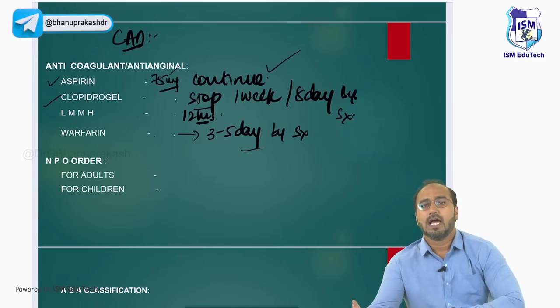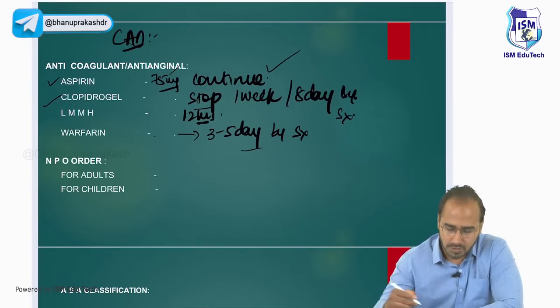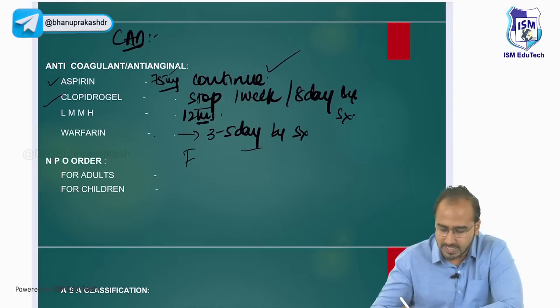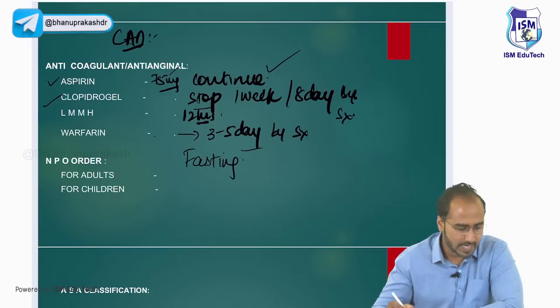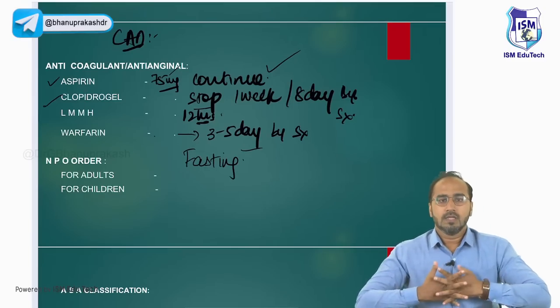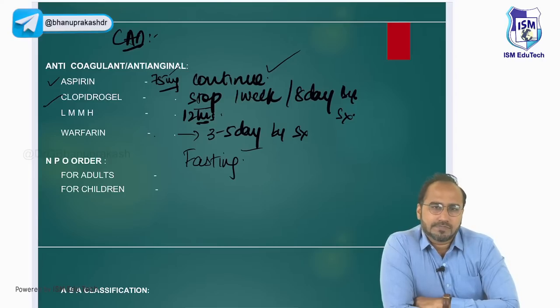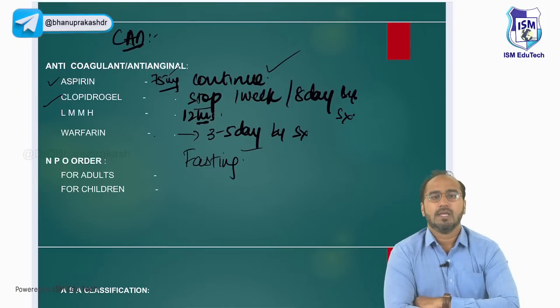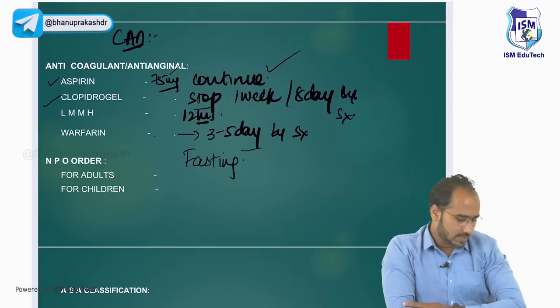Okay, now guys, after the history, next we need to know about the fasting status of the patient. Regarding the fasting status, why does it play an important role, guys? If the patient just had his lunch, why can't I take him for surgery? Why am I telling the patient not to eat for 6 to 8 hours? Why? Come on guys.